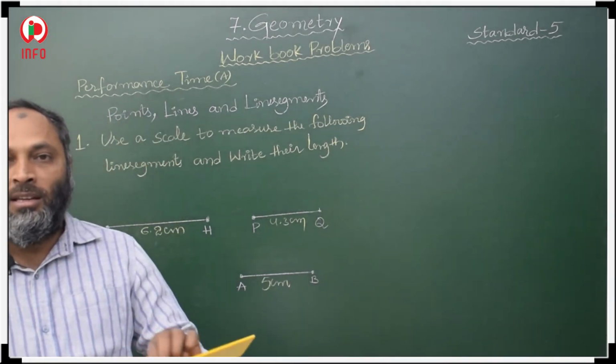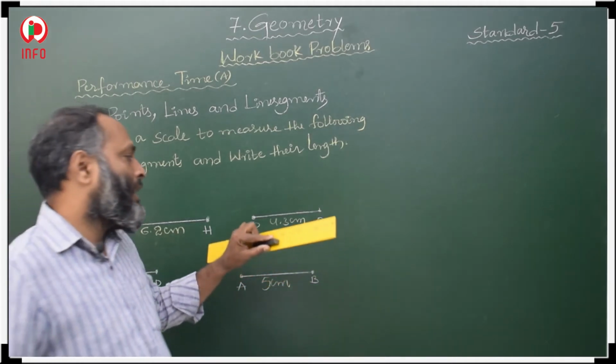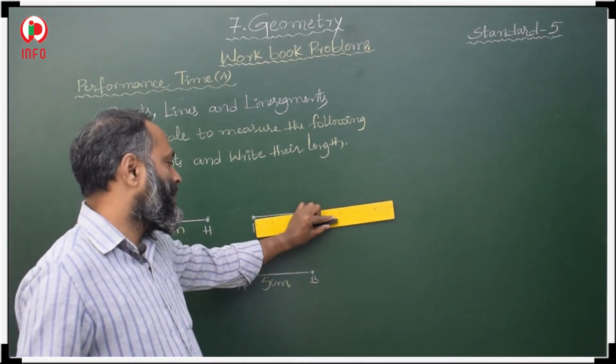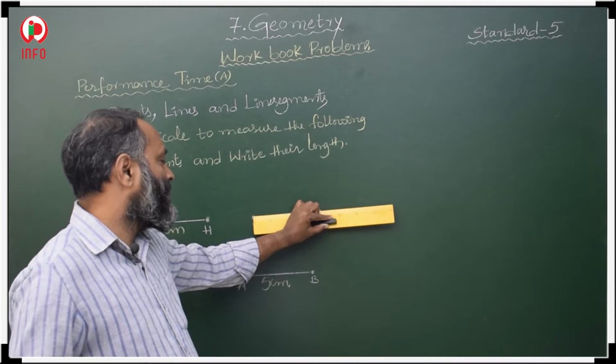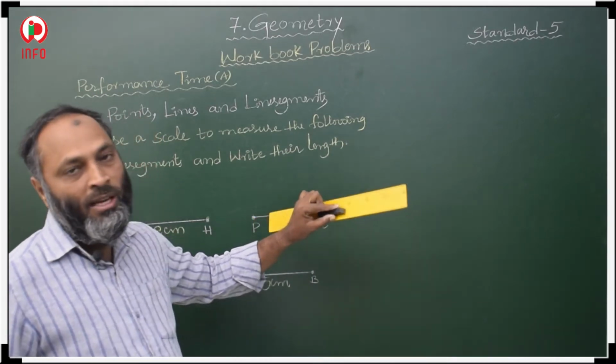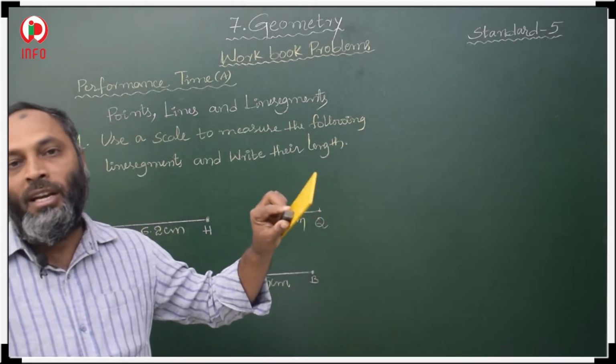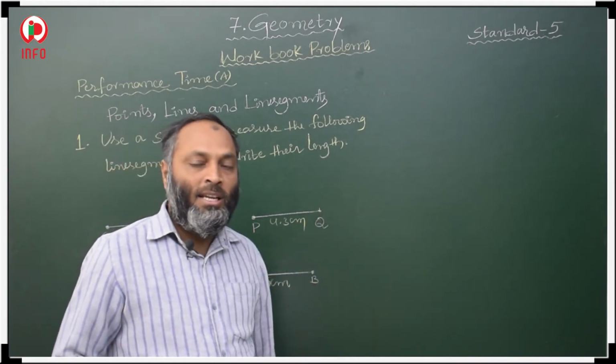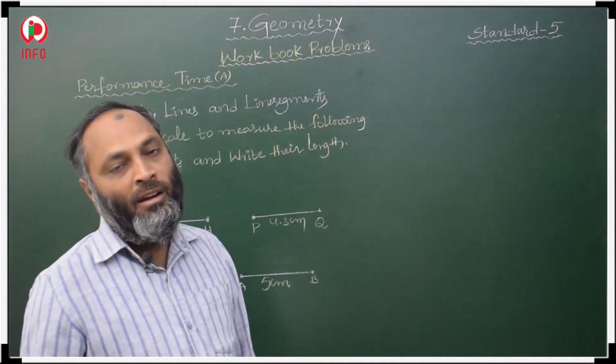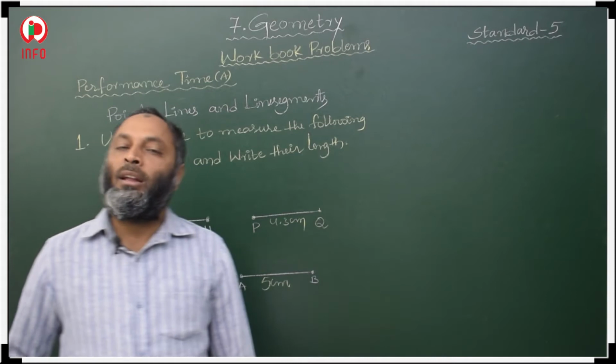Using the scale, we just have to keep our scale straight to the line segment, with the first initial point coinciding with the 0 and the second end point where it coincides on our scale. You have to measure from 0 to where. That is our line segment length.